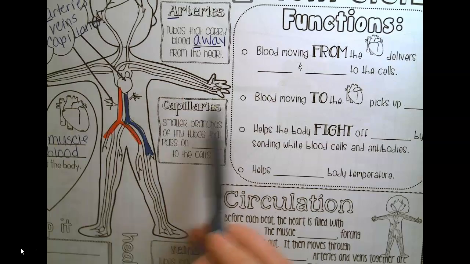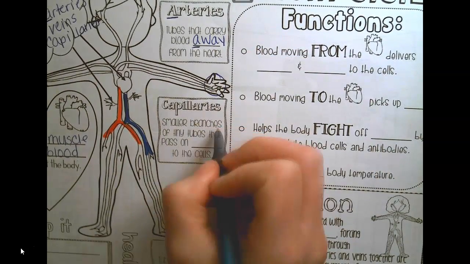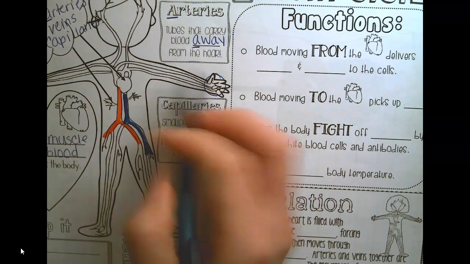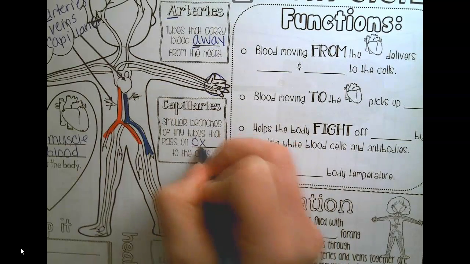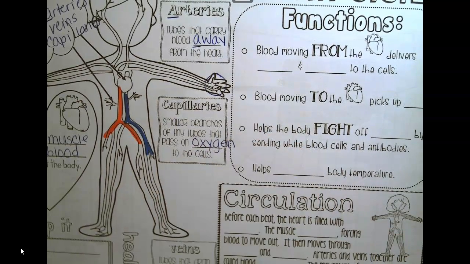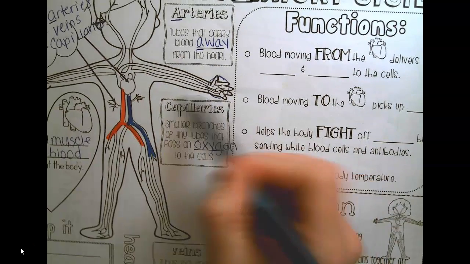Capillaries. Like I mentioned before, you can see those guys right here. They're smaller branches of tiny tubes, these tiny blood vessels, that pass on oxygen to the cells. Remember, I mentioned that they are the site where that gas exchange takes place. The cells take the oxygen they want so desperately so they can do their jobs and stay alive, and they give off the carbon dioxide waste that the cells have produced as a result of doing the work that they're doing. And that takes place in the capillaries.